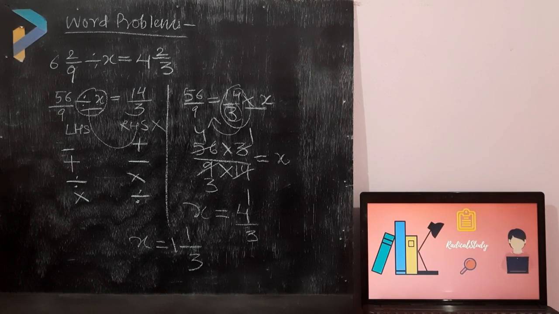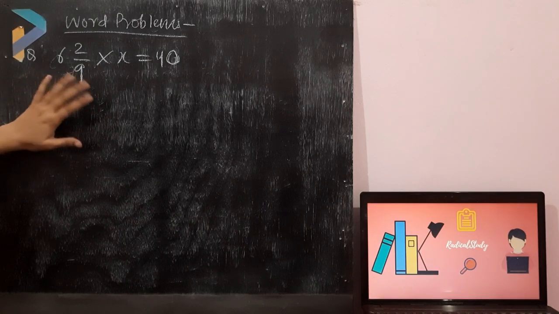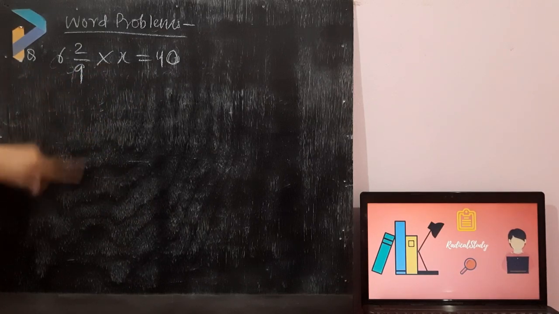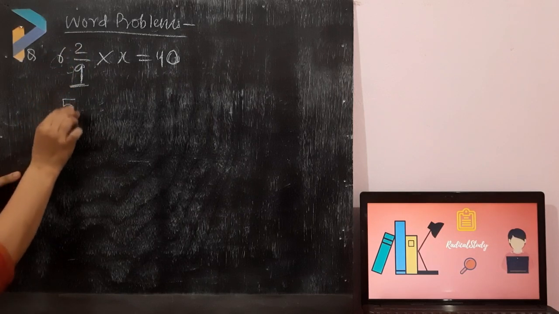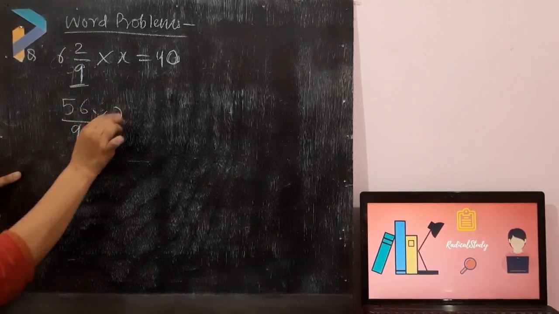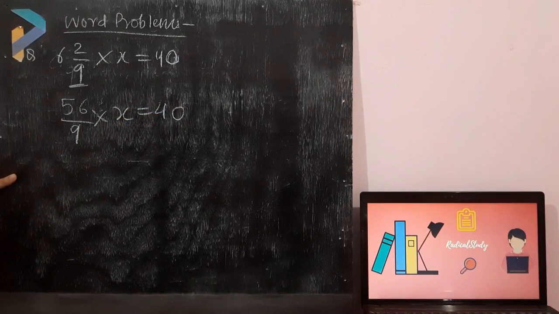So please pay attention. So students, the next question is, by what number should 6 2 upon 9 be multiplied to get 40? So in that question 6 2 by 9 में हमने divide किया था and we obtained something. In this question, we are multiplying something to 6 2 upon 9 in order to obtain 40. Now, the first step which we follow is to convert it into an improper fraction, 9 6s are 54, 54 plus 2 is 56 upon 9 multiplied by x is equal to 40, right? Now, how will we find out the value of x?